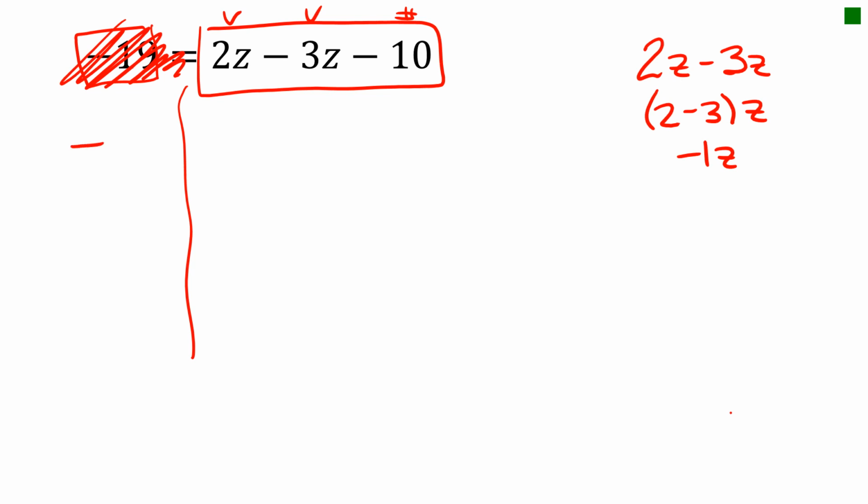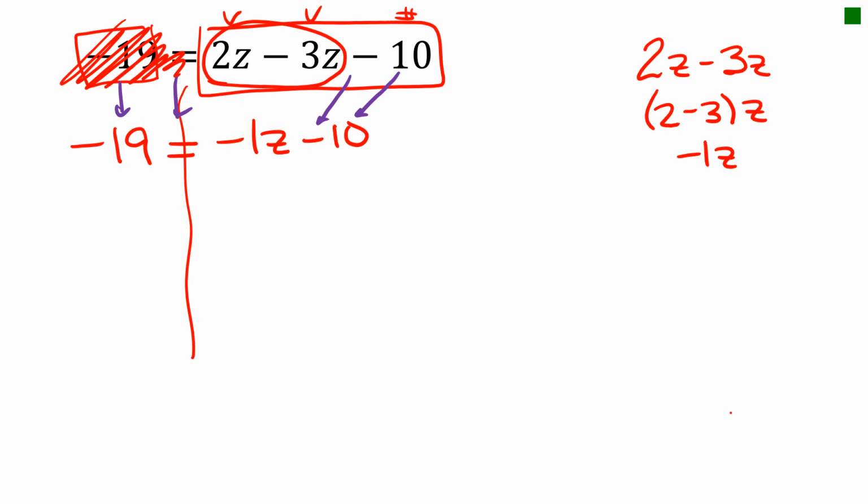So I'm going to bring down the negative 19. I can't ignore it. Bring down the equal sign. I combined these two to get negative 1z. Bring down the negative 10. One thing I didn't talk about: you're always bringing down everything that you're not looking at to combine. That stuff just comes right down along with you. You can't get rid of it.